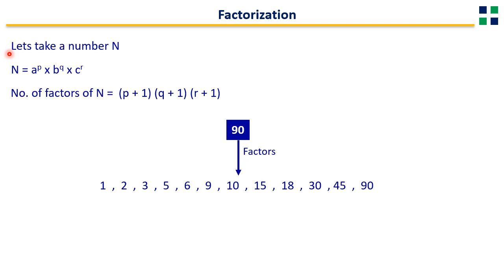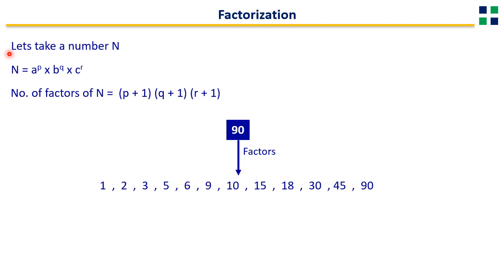ये सारे numbers 90 को divide कर सकते हैं, giving 0 as a remainder. Well, here you can count the number of factors listed. There are total 12 factors for the number 90.